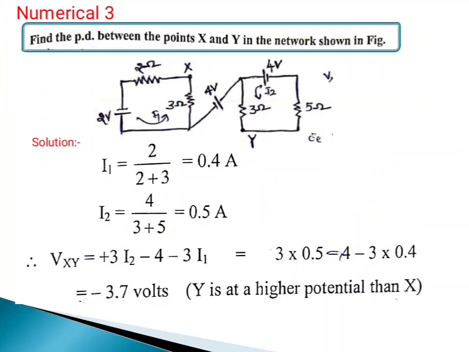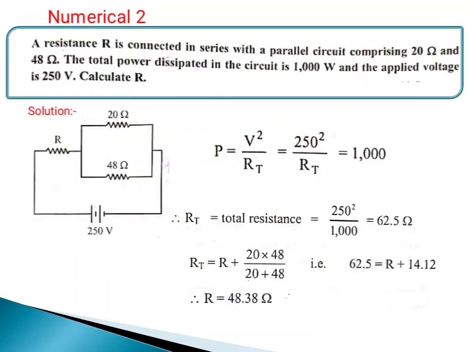Let us solve numerical 3. Find the potential difference between the points X and Y in the network shown below. Here this is one branch, this is another branch. For these two, a 4 volt voltage source is connected. Now how are we going to calculate the potential difference between X and Y? X is here, Y is here.